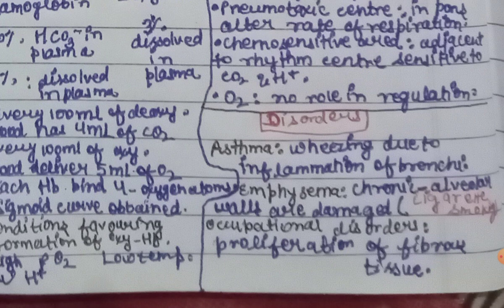Disorders. Asthma: wheezing due to inflammation of bronchi and bronchioles. Emphysema: chronic disorder in which alveolar walls are damaged, and its main cause is cigarette smoking. Occupational disorders: proliferation of fibrous tissue.